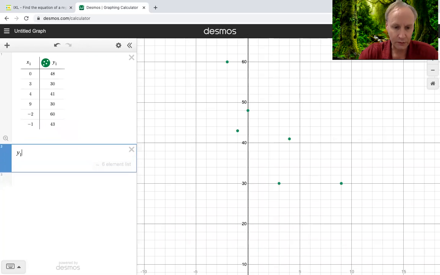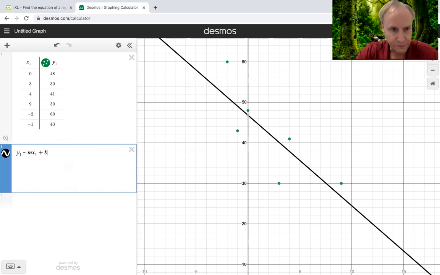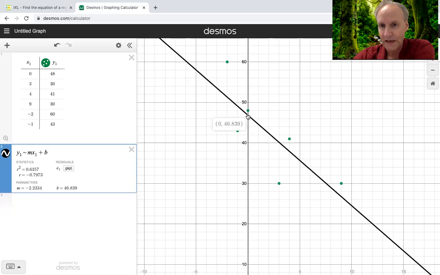I'm going to type in my y1 tilde mx1 plus b, and there's our equation. This b value is what we expect at 0 degrees temperature, isn't it? At 0 degrees, we expect her commute to last 47 minutes. As the temperature increases, we expect the commute to go down 2.2 minutes for every degree of temperature.